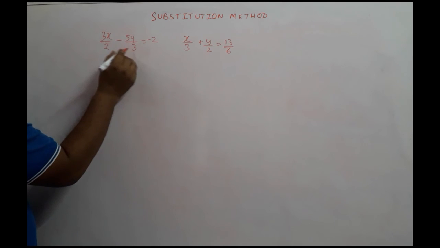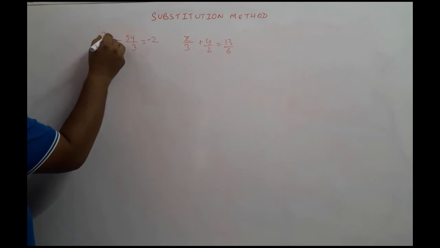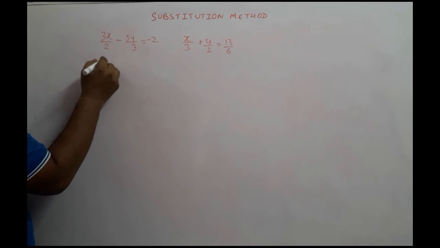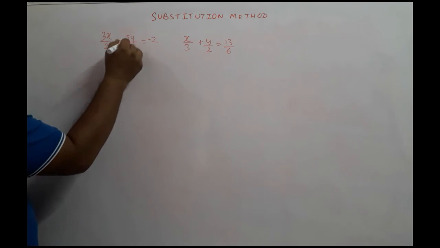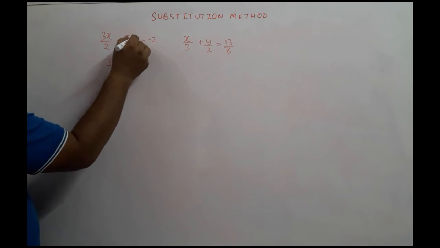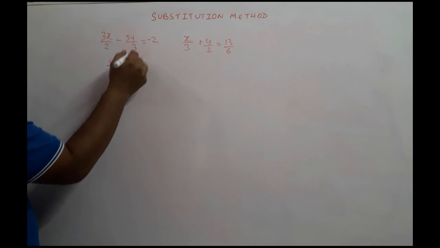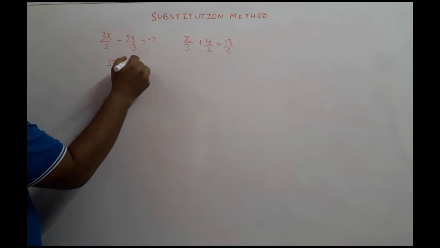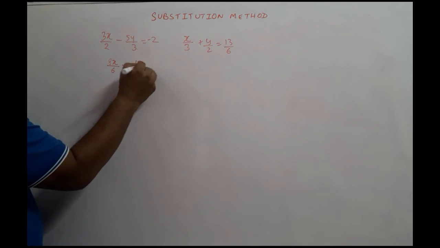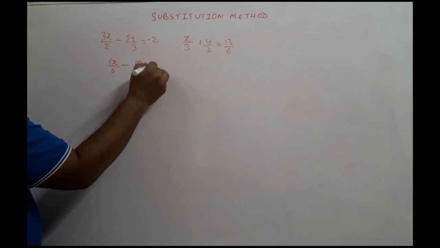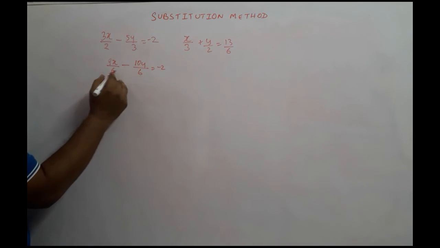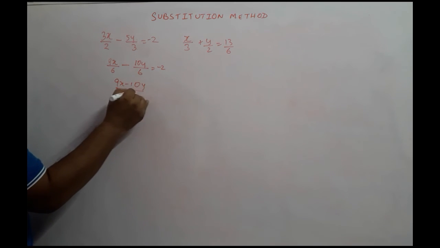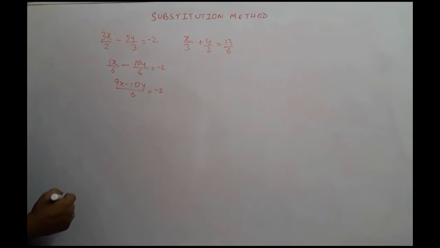2 into 3 is 6. So over here we multiply both the numerator as well as the denominator with 3. So 3 3s are 9, 9x upon 6, and in this case we multiply the numerator as well as the denominator with 2, so that we get the denominator as 6. So 2 into 5 is 10y, 2 into 3 is 6 minus 2. Now that the denominator is the same, we can say 9x minus 10y upon 6 equal to minus 2.